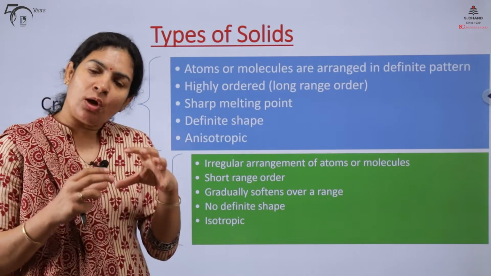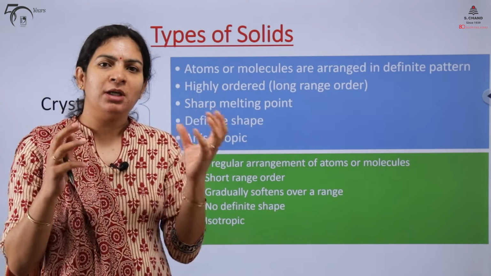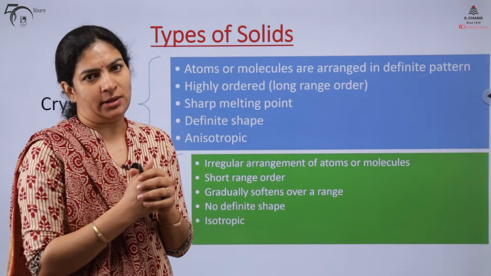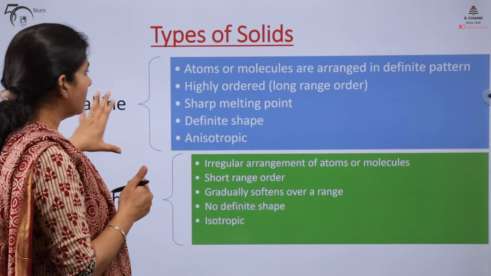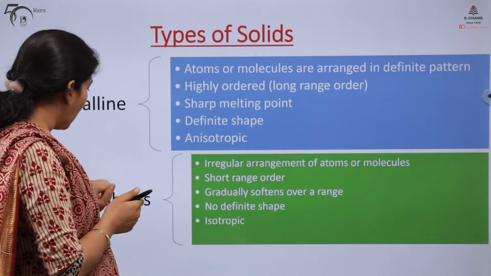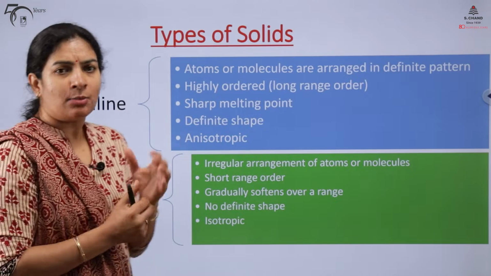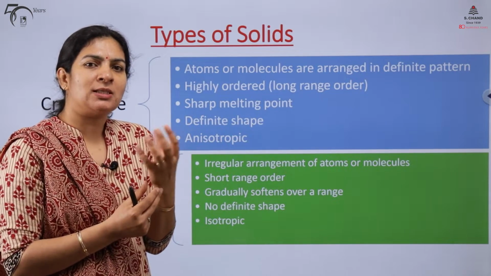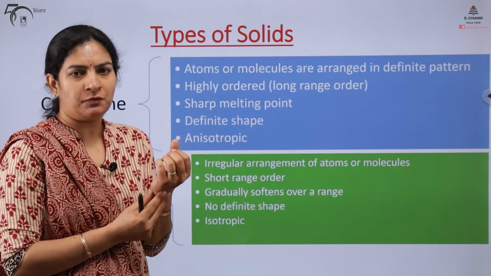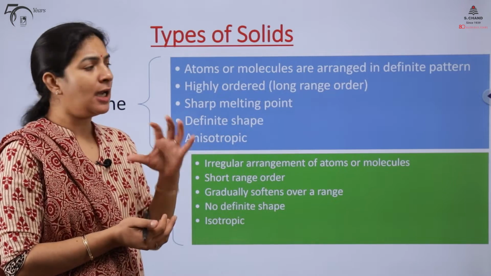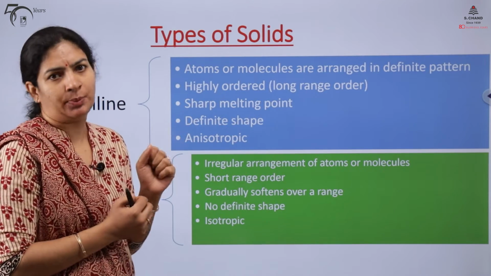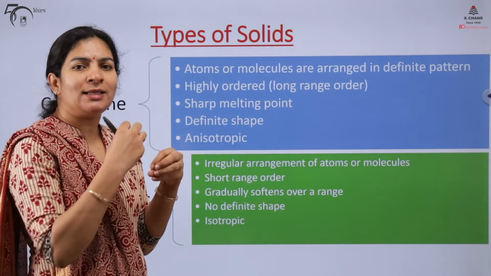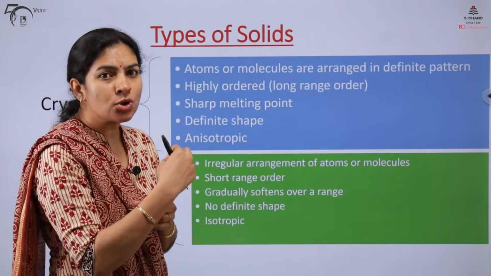Now, these solids can be divided into two categories. They are crystalline solids and amorphous solids. Some of the solids you must have observed, just like diamond, you must have observed that it is so hard and it has a definite shape, right? So it can be put in the category of crystalline solid.